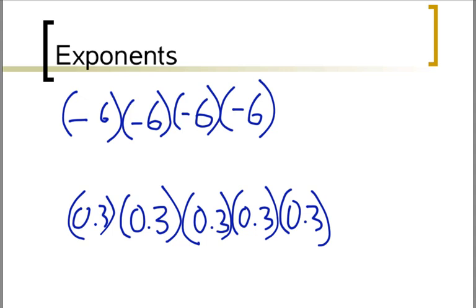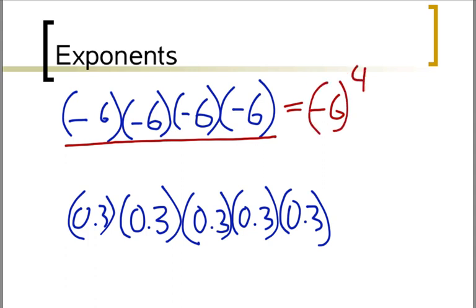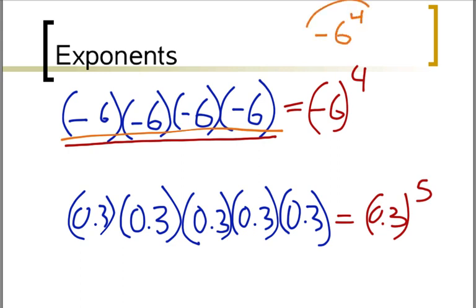Okay. Now in these two problems, I've got different amounts of the certain base. This first one with -6, there's 4 of them, so you would write -6 in parentheses to the fourth power. The second one, you've got 0.3, there's 5 of them, so we say 0.3 to the fifth power. Okay. Now it's very important with this first problem, the -6, that we don't write -6 to the fourth like this. These are two different answers, and we'll talk about that on the next slide.